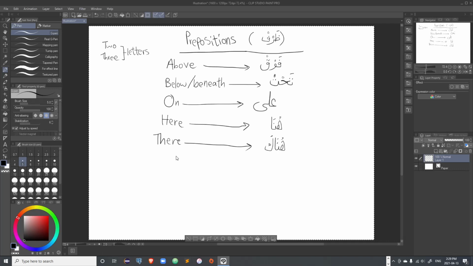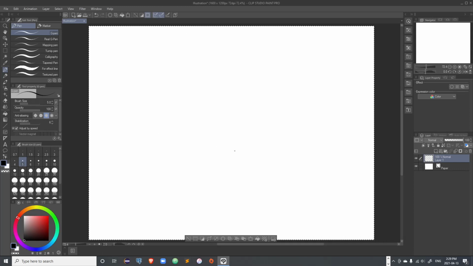I believe these are the main prepositions. I could be missing a few. If you feel that I forgot one, please let me know in the comments below, and I can make either a document or a separate video and write the other ones. Unfortunately, this is not scripted, so I apologize for the shortcomings.